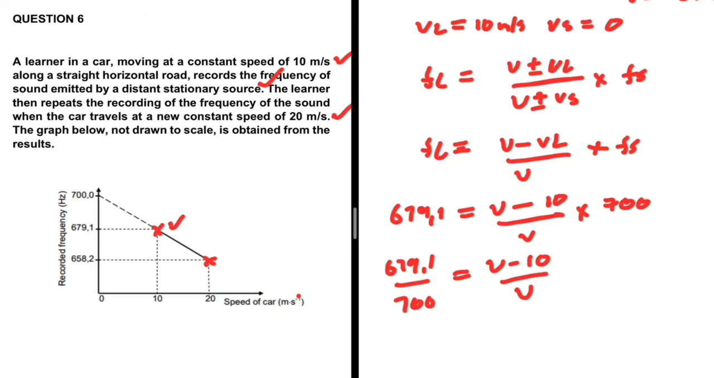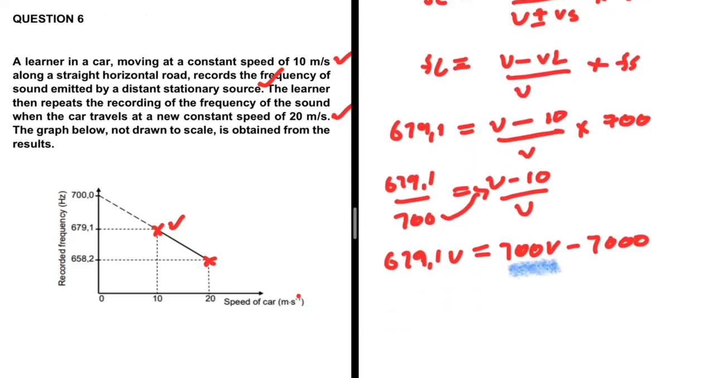Let's go ahead and cross multiply. So 679.1 V is equal to, we are multiplying 700 with that, right? So 700 V minus 7,000, right? So let's take this to the left hand side. So I just need to put that in my calculator. 679.1 minus 700, that is minus 20.9. So minus 20.9 V is equal to minus 700.